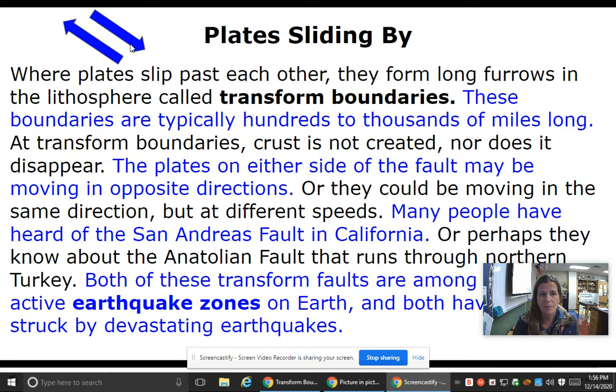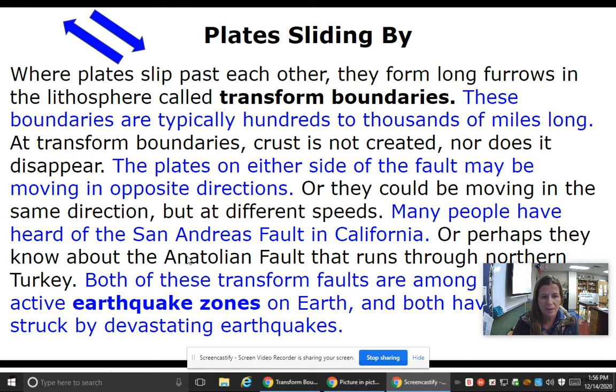Plates sliding by. Where plates slip past each other, they form long furrows in the lithosphere called transform boundaries. These boundaries are typically hundreds to thousands of miles long. At transform boundaries, crust is not created, nor does it disappear. The plates on either side of the fault may be moving in opposite directions, or they could be moving in the same direction but at different speeds.